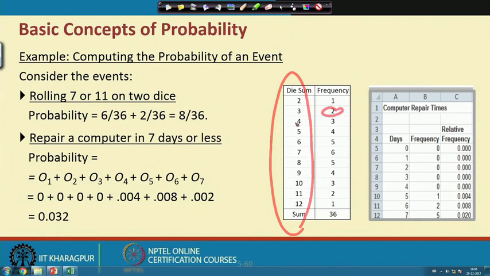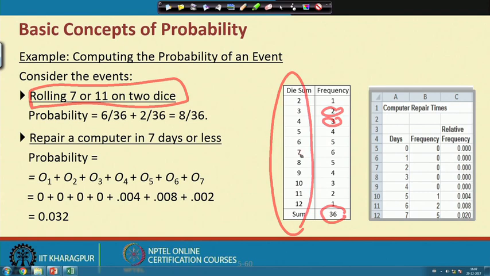Now if the sum is 4, the occurrence will be 1 3 or 3 1 or 2 2, so the possible cases will be 3. These are all individual frequencies corresponding to the two-dice sum, and the total frequency will be 36. Corresponding to each individual frequency, if you divide by the total frequency, it is transferred into the concept called probability. Now, see here: the question is about rolling 7 or 11 on 2 dice.